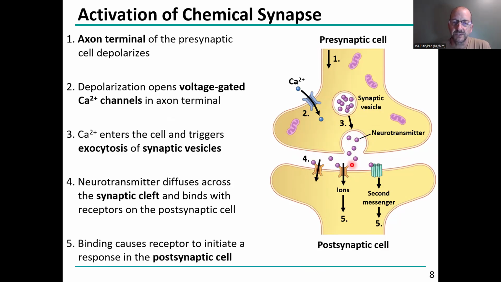So the neurotransmitter will diffuse across this synaptic cleft. Again, if you're waiting for the speed of diffusion, we know diffusion doesn't happen super fast. So the fact that this space is really short means that this can happen quickly. It then binds with receptors on the postsynaptic cell. And when that happens, there's going to be a response on the inside.